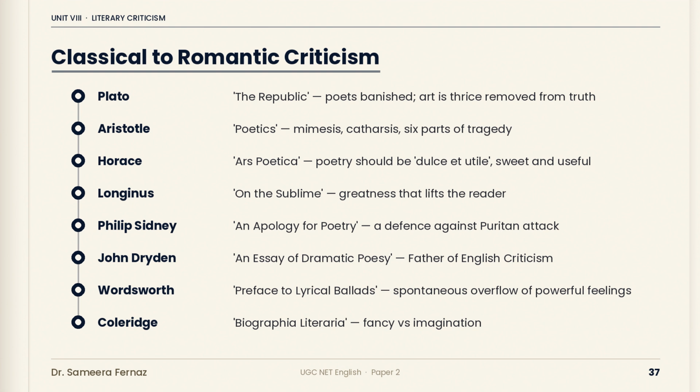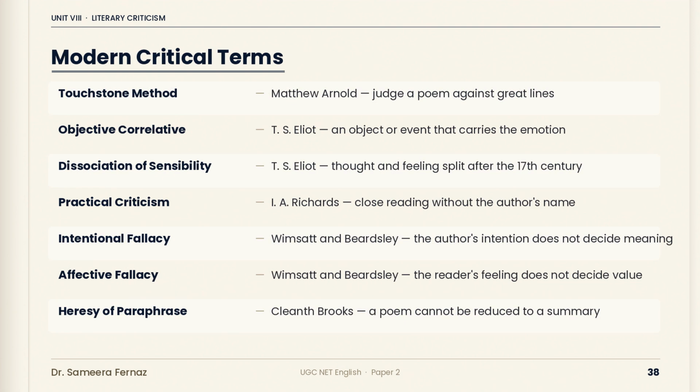Wordsworth, in the Preface to Lyrical Ballads, defined poetry as a spontaneous overflow of powerful feelings, and Coleridge, in Biographia Literaria, separated fancy from imagination. The modern critical terms. The touchstone method belongs to Matthew Arnold, who judged a poem by comparing it with great lines. T.S. Eliot gave the objective correlative, an object or event that carries the emotion, and also the dissociation of sensibility, the split of thought and feeling after the 17th century.